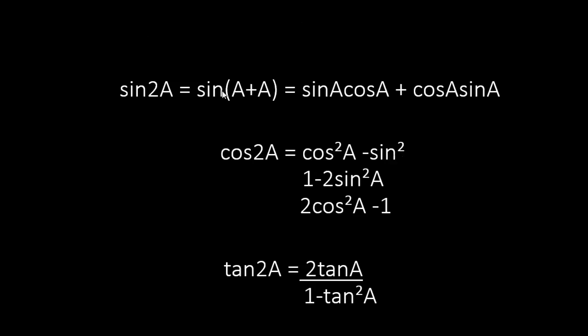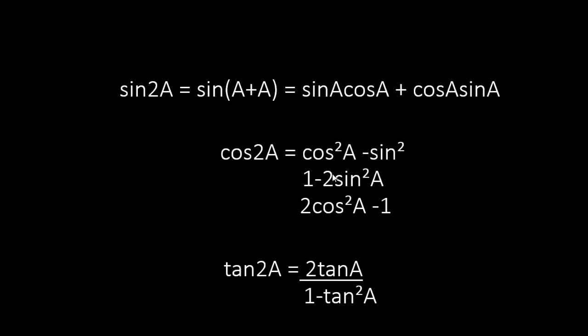So basically sine 2A is sine(A plus A). That's why it's similar, because compound is A plus B. But because you have two of them, we can just put A plus A and change all the B's to A's. And then we get this. Sine one's pretty simple. We just change the B's to A's.